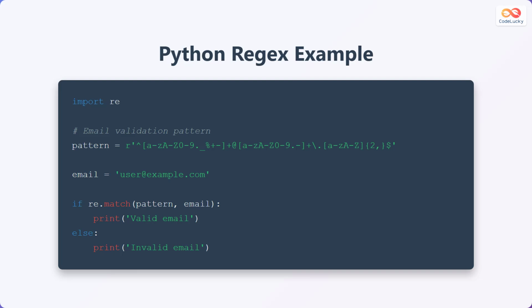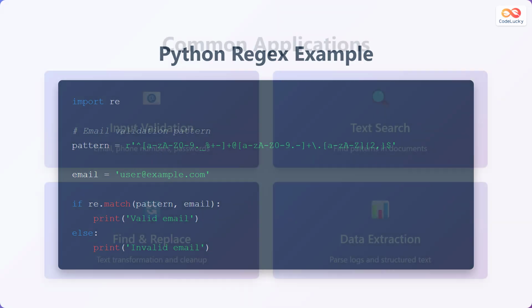Let's walk through a Python regex example. First, import the re module. Then define an email validation pattern using a raw string. The pattern checks for a sequence of alphanumeric characters, periods, underscores, percentage signs, plus or minus signs before an @ symbol, followed by a domain name consisting of alphanumeric characters, periods, and hyphens, and ending with a top-level domain of at least 2 letters. Check if the email matches the pattern using re.match. If it does, print valid email. Otherwise, print invalid email.